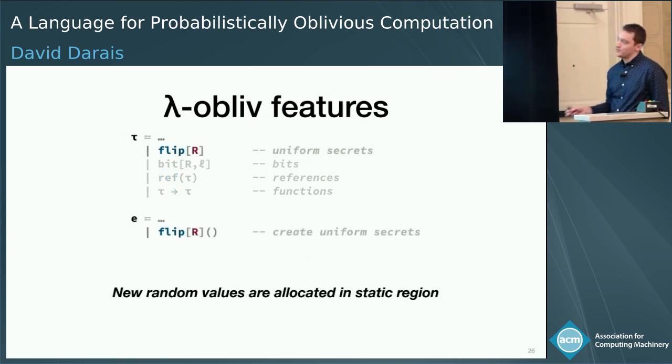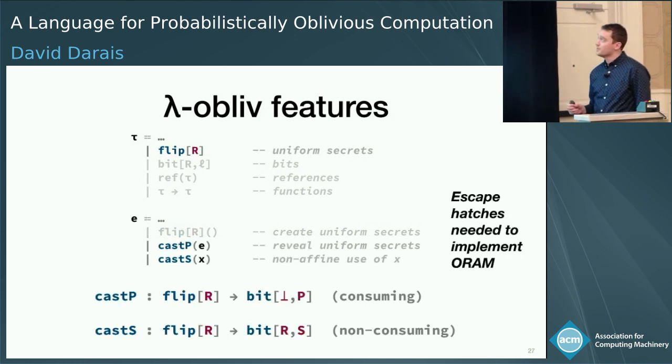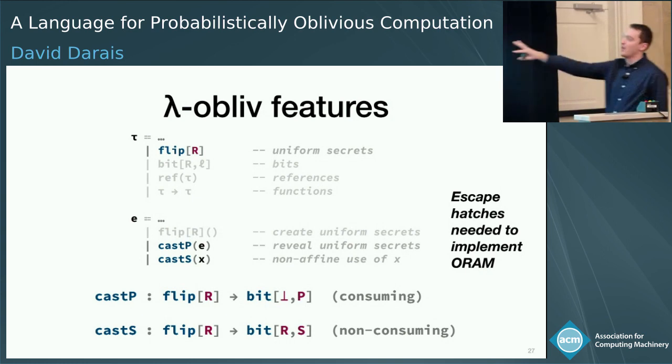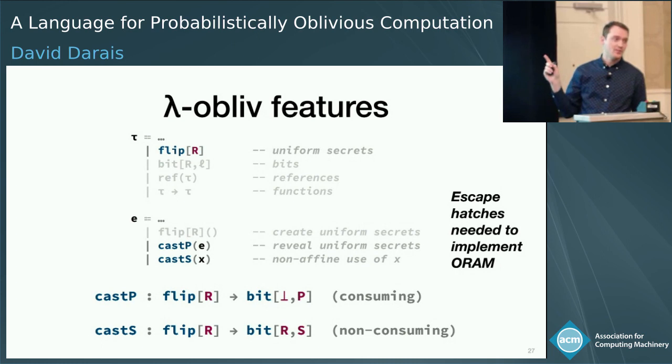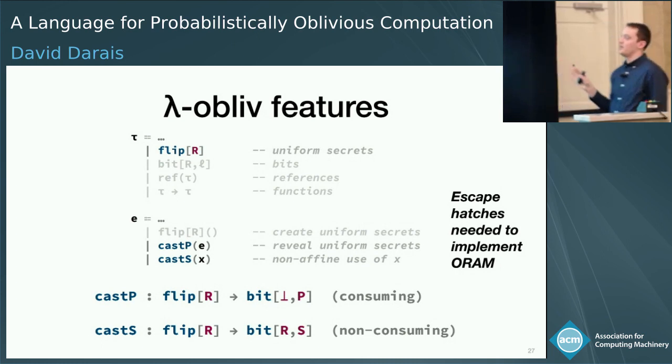In terms of expressions, here's the generate-a-new-flip expression. You have to pick statically a region annotation that you're going to flip that coin in. And then here are the two most important additions to the language that are kind of scary and derive the rest of the design. These are escape hatches through standard invariants that are absolutely needed to implement ORAM. They cause a ton of problems, and a lot of the techniques in our paper are kind of simple and clever ways to account for the problems caused by these two expressions. We'll see it through examples.